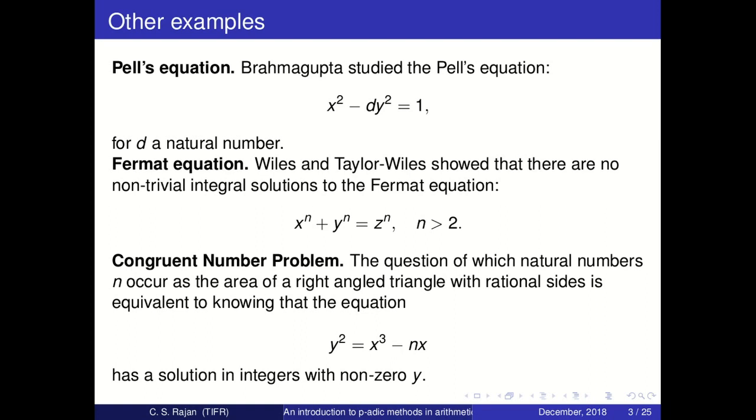And now there's one more question: which natural numbers n occur as the area of a right angle triangle with rational sides? The base, the height and the hypotenuse all have to be rational. That amounts to solving what is called an elliptic equation, a cubic equation, y squared equal to x cubed minus n x, and asking whether this has solutions with y non-zero.